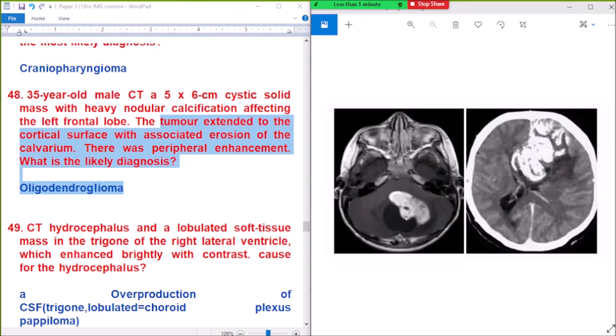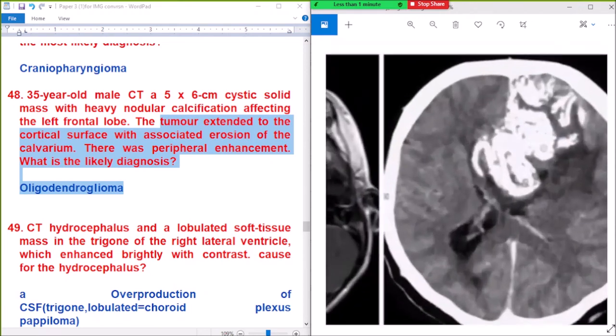Oligodendroglioma, pilocytic astrocytoma. Heavy calcification, oligodendroglioma.